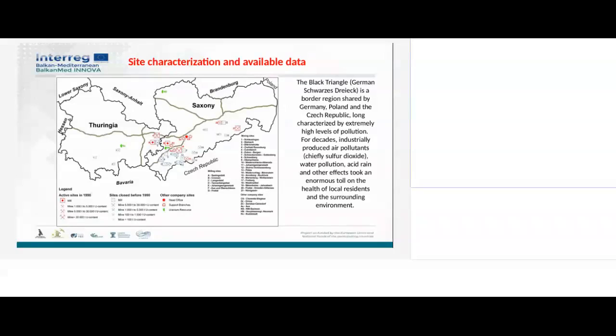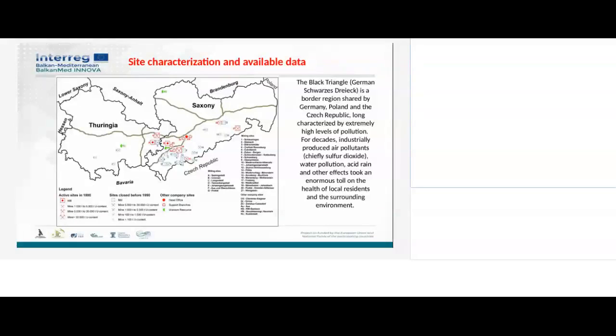The first step in such investigation is to gather information about the site, its geographical position and state of environment according to the published previous studies. The study area, in this case, is marked on the map, and it's a border region shared by Germany, Poland, and Czech Republic.